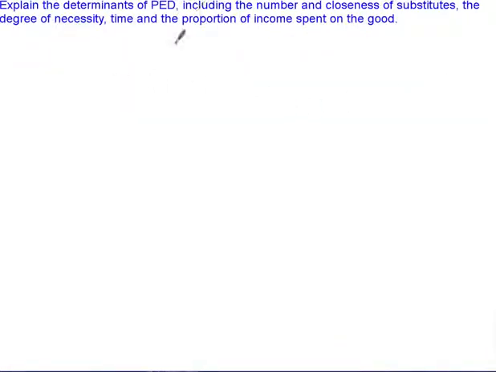So what we want to do is look at these determinants of price elasticity of demand, and that is, why is something either an elastic or an inelastic product. All right. So there's 3 of them that we're going to look at primarily, and no, make that 4. The first determinant is the number of close substitutes.